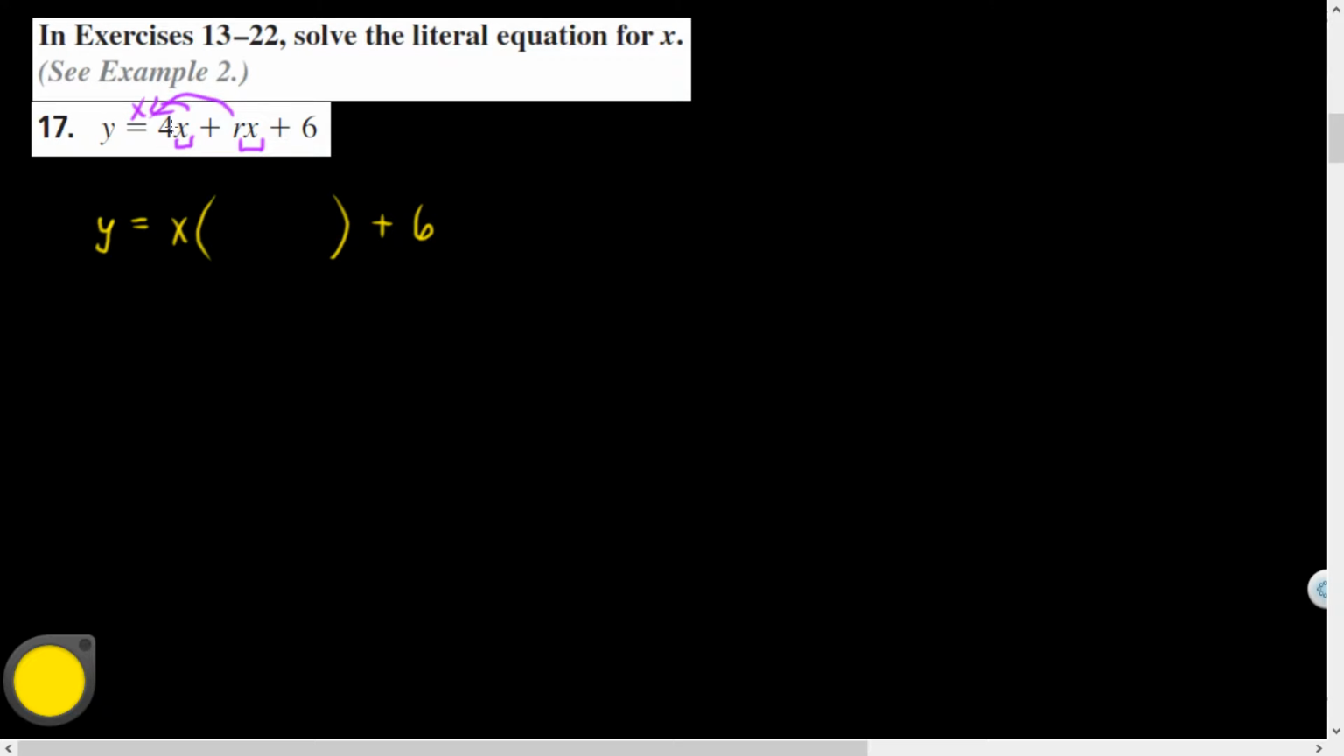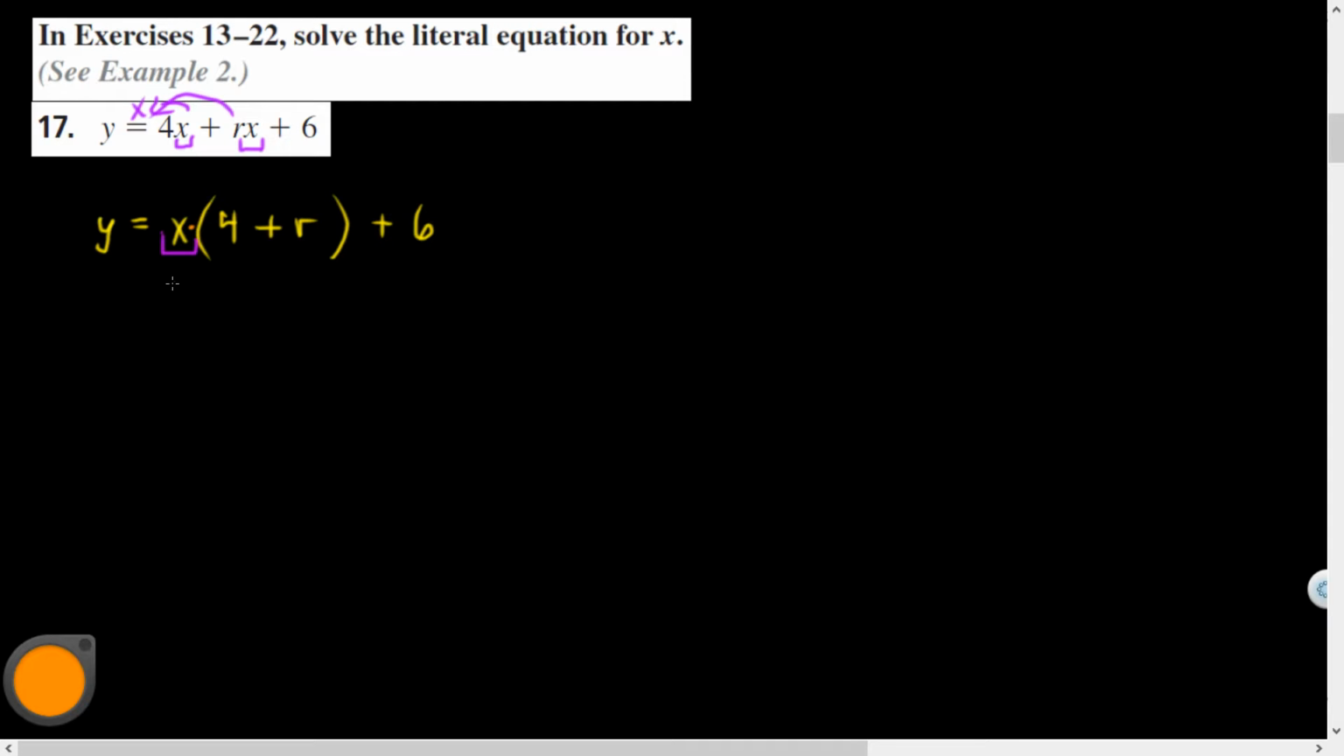All right. So let's see. I pull an X out of the term 4X. So now my question is, X times what would have equaled 4X? The answer is 4, right? If I was to redistribute, X times 4 would have been 4X. And then X times what would have been RX? X times R, positive R, would have been RX. So now I've got a single X that I can solve for. That's much better to deal with.